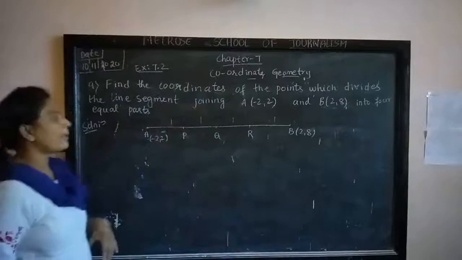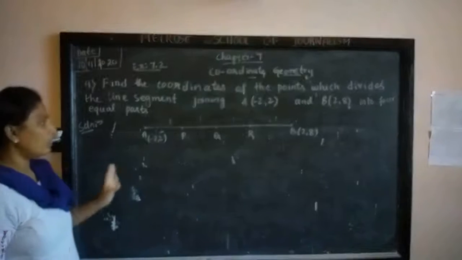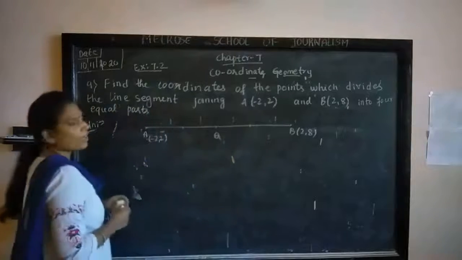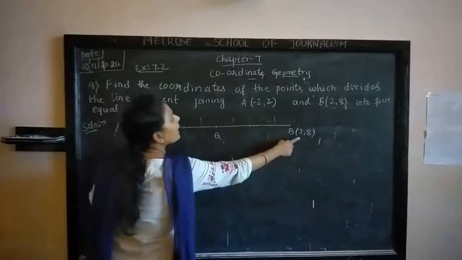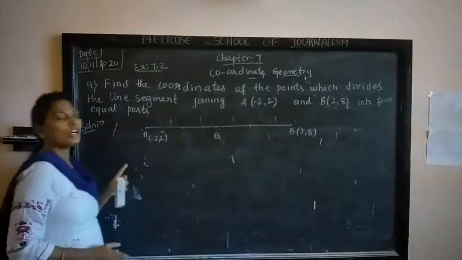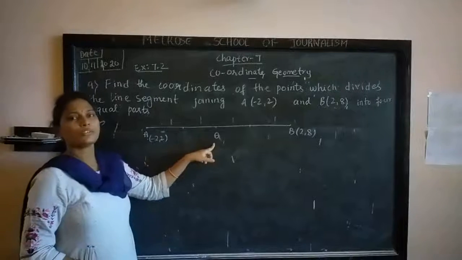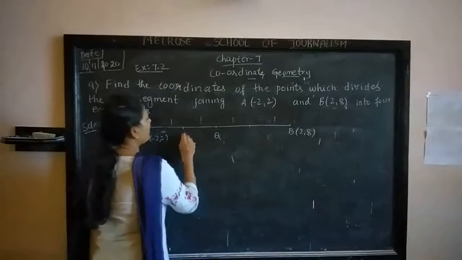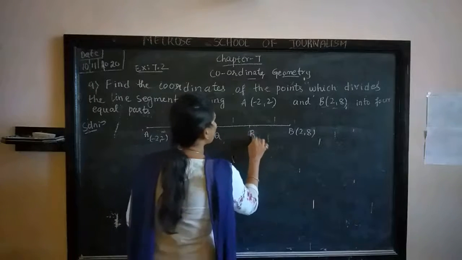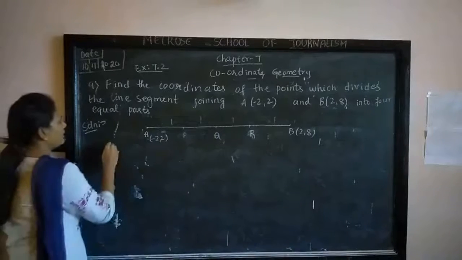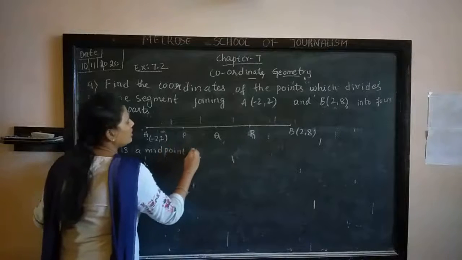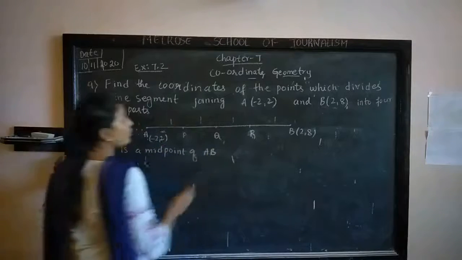All are equal parts. To solve these sums, I'll show you a simple method. Think that R is not there. Now Q will become the midpoint of A and B. Yes or no? Q will become the midpoint of A and B. So how to find the coordinates of Q? By using the special case of the section formula, that is the midpoint formula. So first write down, Q is the midpoint of AB.